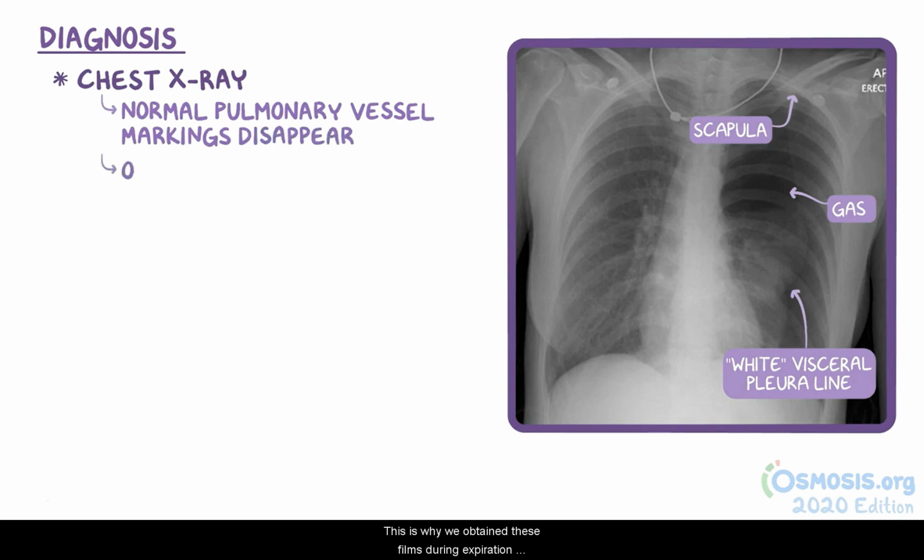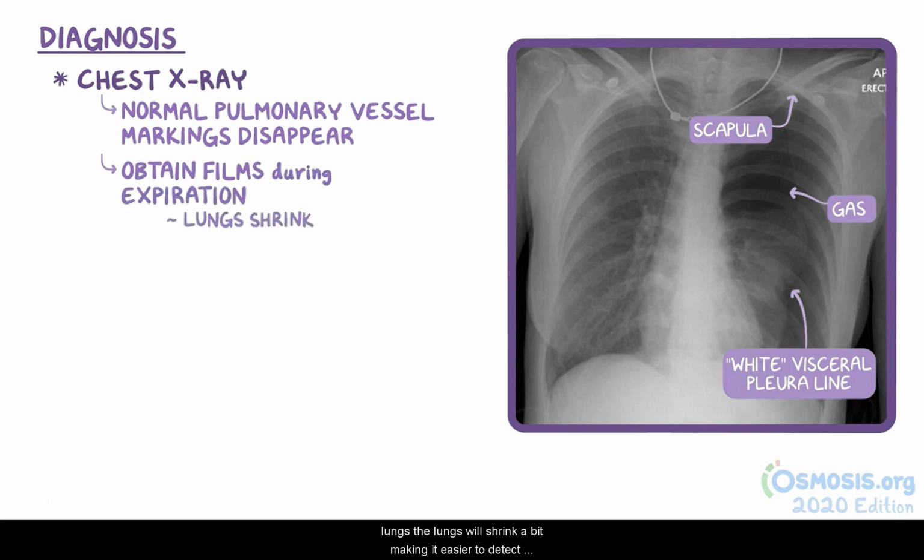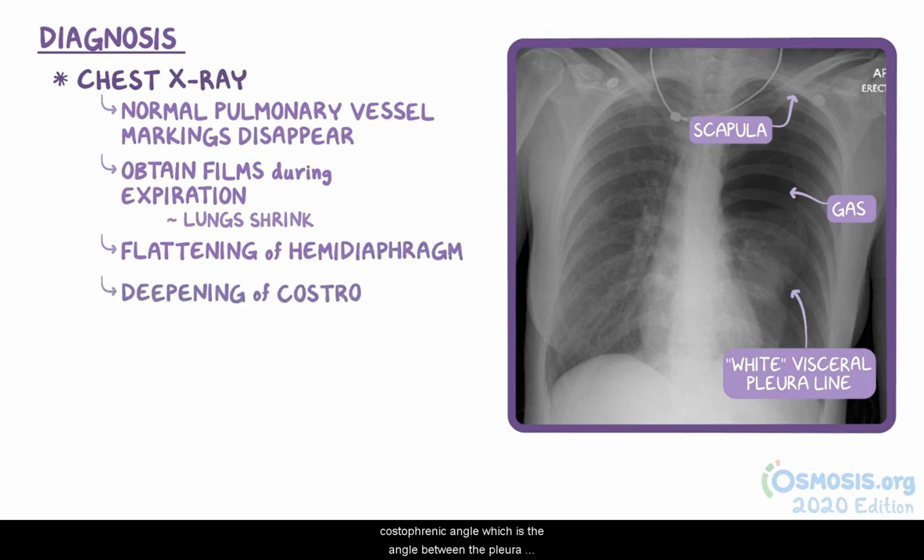This is why we obtain these films during expiration, because when the individual breathes out air from their lungs, the lungs will shrink a bit, making it easier to detect even small pneumothoraces. Additional findings include flattening of the normally convex hemidiaphragm and deepening of the costophrenic angle, which is the angle between the pleura covering the ribs and the pleura covering the diaphragm.